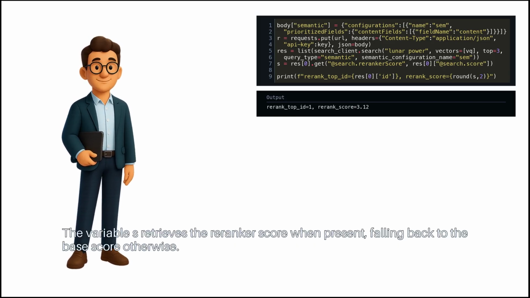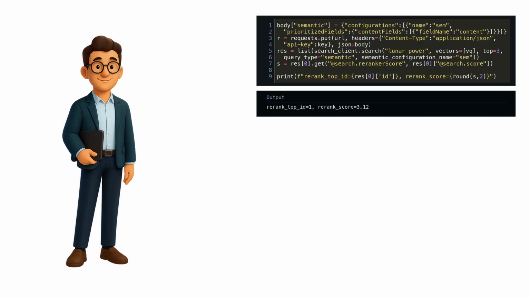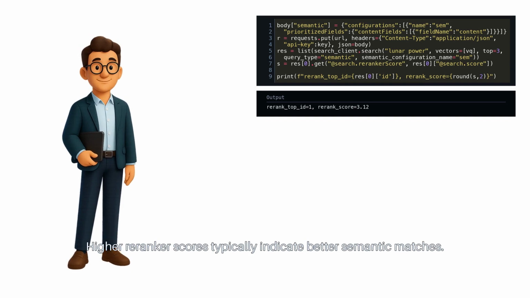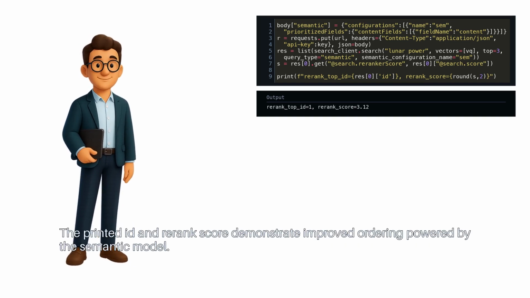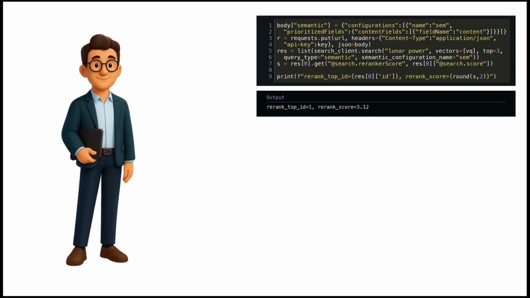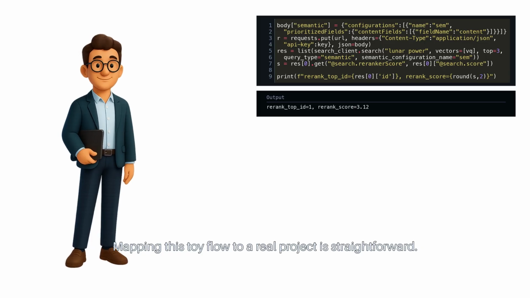The variable S retrieves the re-ranker score when present, falling back to the base score otherwise. Higher re-ranker scores typically indicate better semantic matches. The printed ID and re-rank score demonstrate improved ordering powered by the semantic model. Mapping this toy flow to a real project is straightforward.